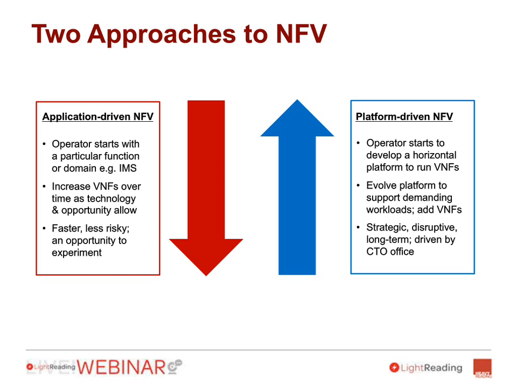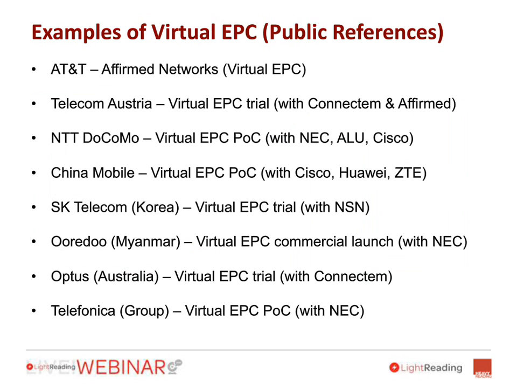So in the next chart here, I'm just showing some examples of, in fact, only really publicly referenceable virtual EPC, evolved packet core, examples. These are things that have happened really over the past year or so. One of them's a little older than that. Typically, they're, by nature, quite small scale, but you can see there are a good number of them. This isn't including anything related to IMS and so forth.